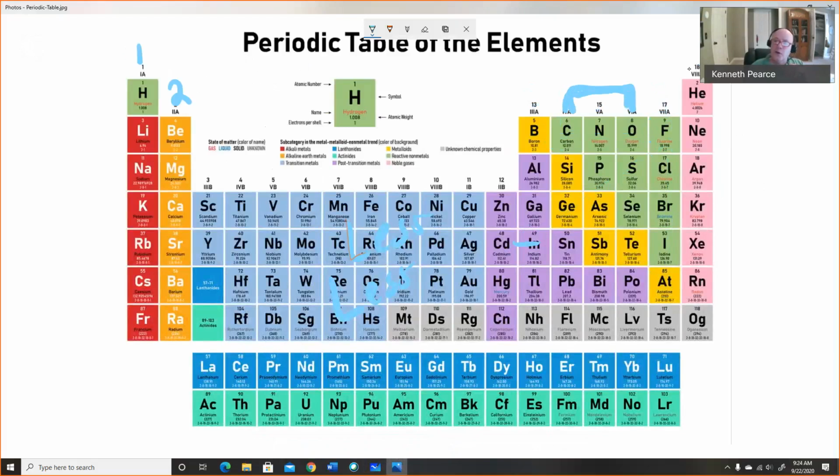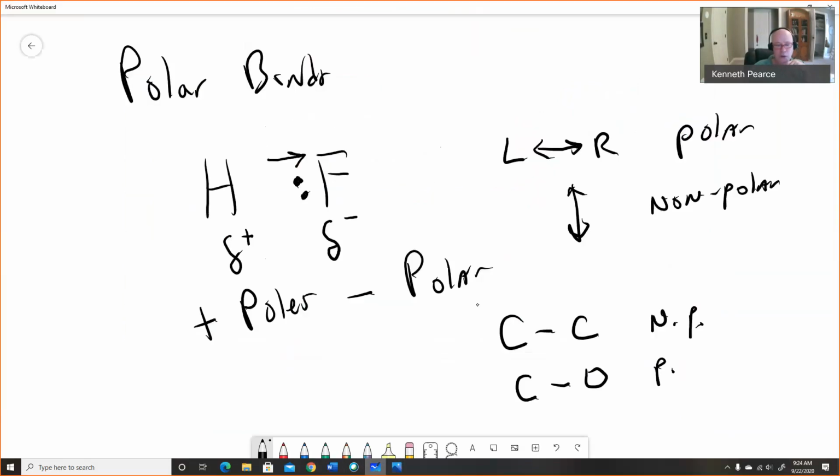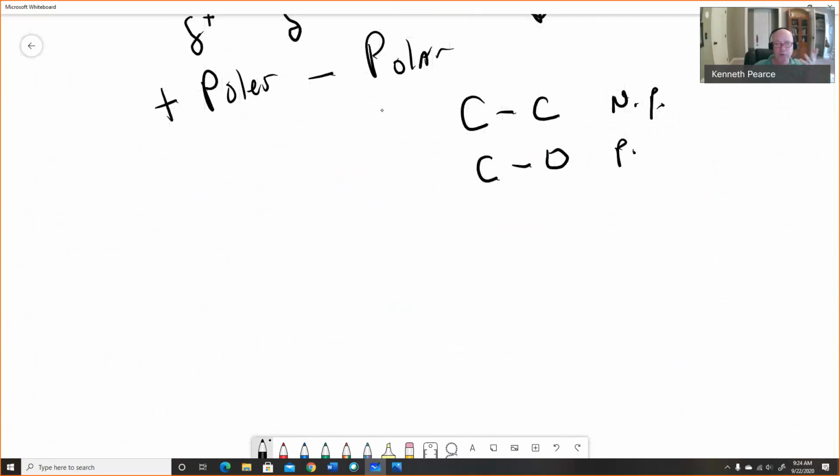of each other, then they're polar. If they're top to bottom of each other, they generally tend to be nonpolar. And so if we take a look at, say, carbon-carbon, it's nonpolar, carbon-oxygen is polar, and even a sulfur-oxygen bond would be nonpolar. And so generally when we say polar, nonpolar, we're also talking covalently bonded, not ionic bonding.